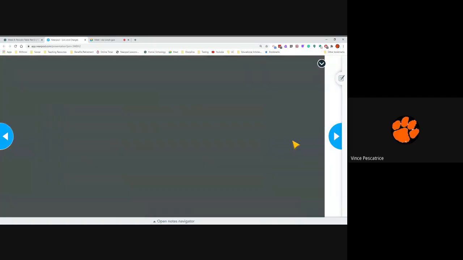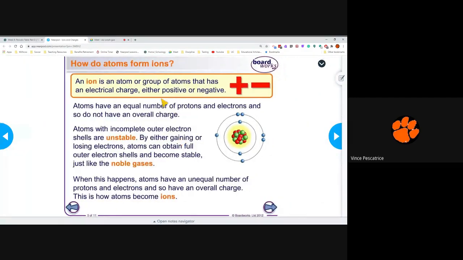All right. So we're going to be talking about ions today. Ions, we have mentioned this before in class, so it shouldn't be a totally new concept to you. An ion is an atom or a group of atoms that has an electrical charge, either positive or negative. Atoms have equal numbers of protons and electrons. You can find the number of protons based on the periodic table. You can look at the atomic number. The atomic number will tell you the number of protons. Then that will also tell you the number of electrons for now.